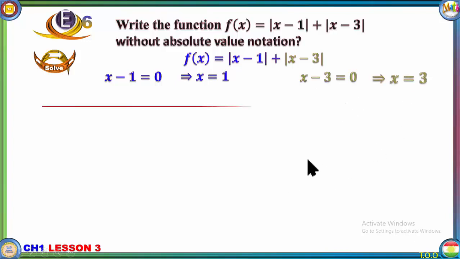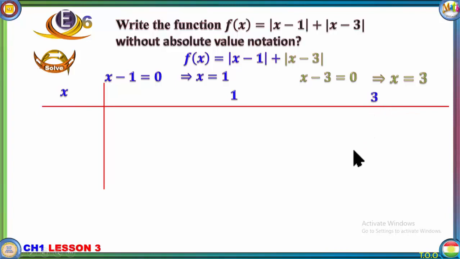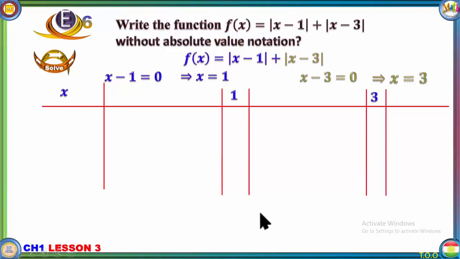And now draw a line, and mark the values of x. We have two values of x, 1 and 3. And now we have 3 intervals. One is less than 1, the other is between 1 and 3, and the last one is bigger than 3.